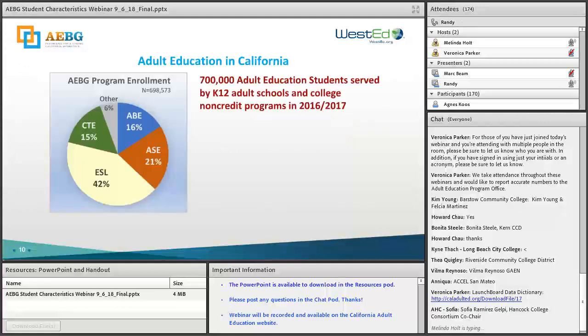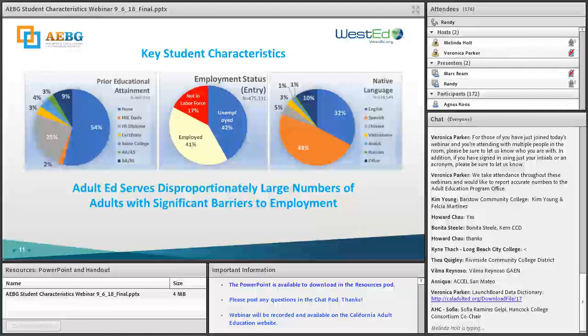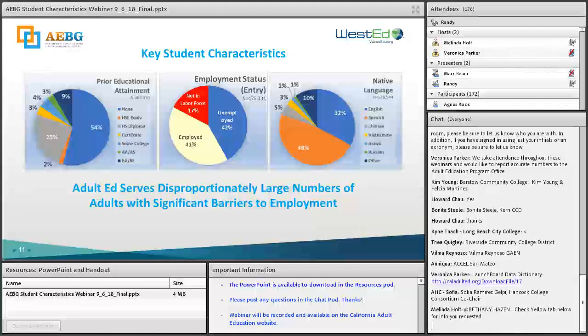A little bit of background on adult education. It's a large program in California. 700,000 students in 2016-17 were served by K-12 adult schools and community college non-credit programs. That number is going to climb to well over 800,000 this year, I believe, if not a little bit higher. And the student space, just to capture the barriers, this is from 2016-17.